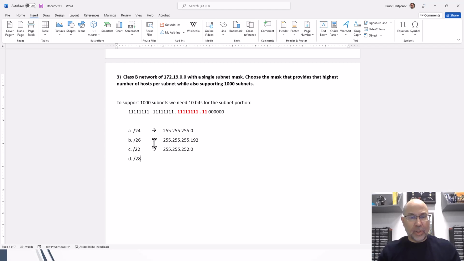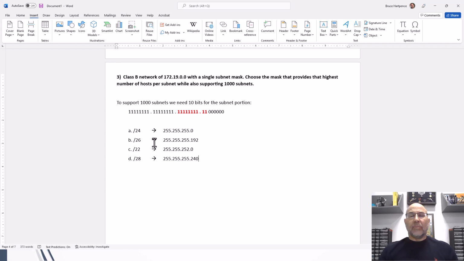And slash 28, well, that's 8 plus 8 plus 8 plus 4. So this would be 255, 255, 255. And what's 4? 128, 192, 224, 240. And sometimes it's nice to do that just so that you can say, I understand the nomenclature, and I'm not trying to figure out all the different formats for each particular answer.